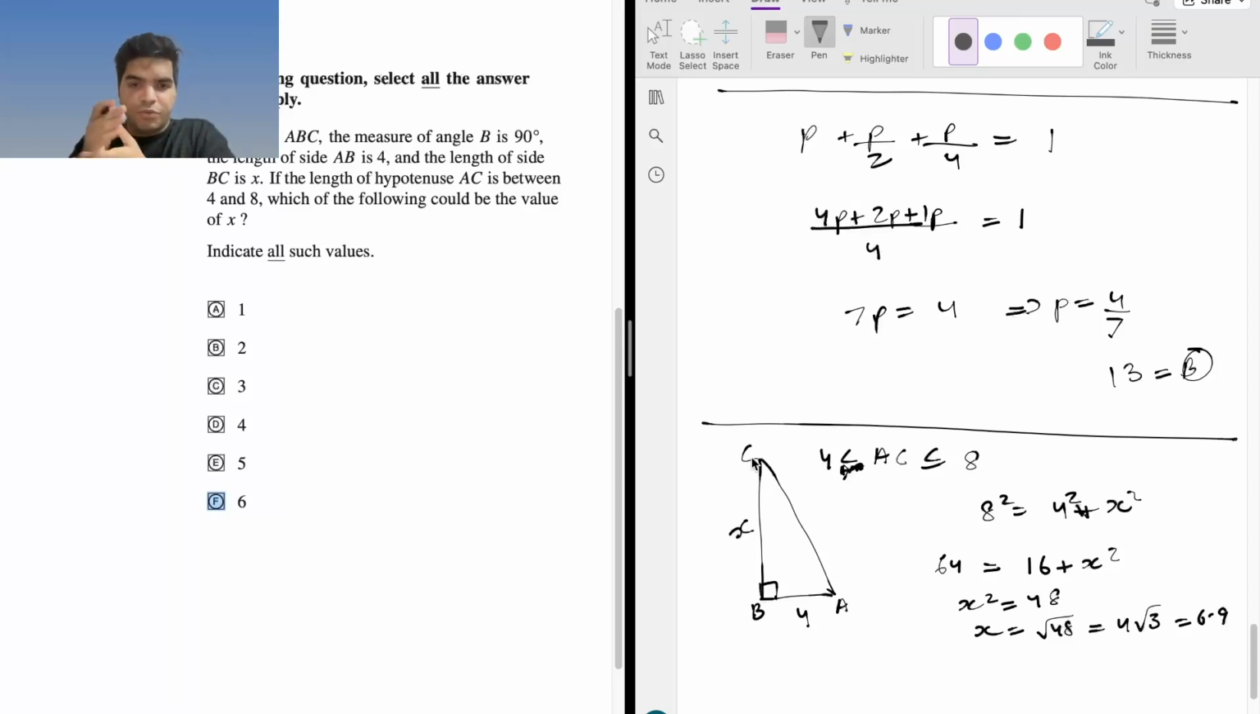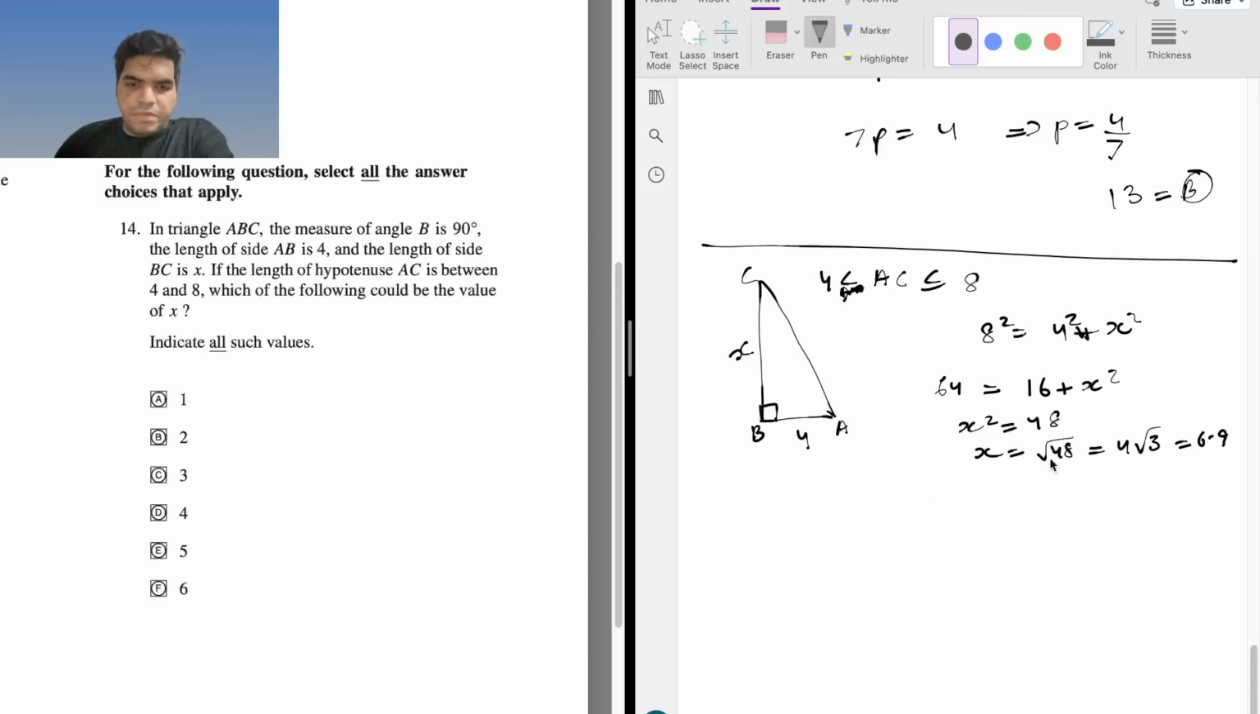4 is possible. Why is 4 possible? If x is equal to 4, AC is equal to 4 root 2, which is nearly 5.6. So even that is less than 8, so that's not an issue. So 4 is possible, 3 is possible, 2 is possible, and 1 is possible. Pretty much all the values can be taken. So the answer will be all.